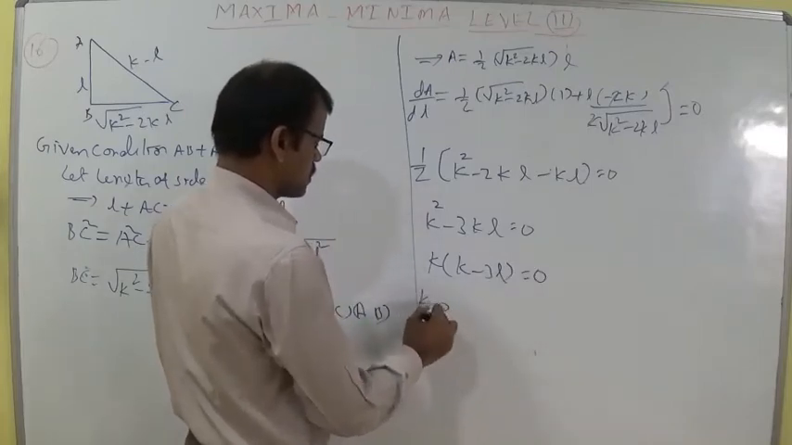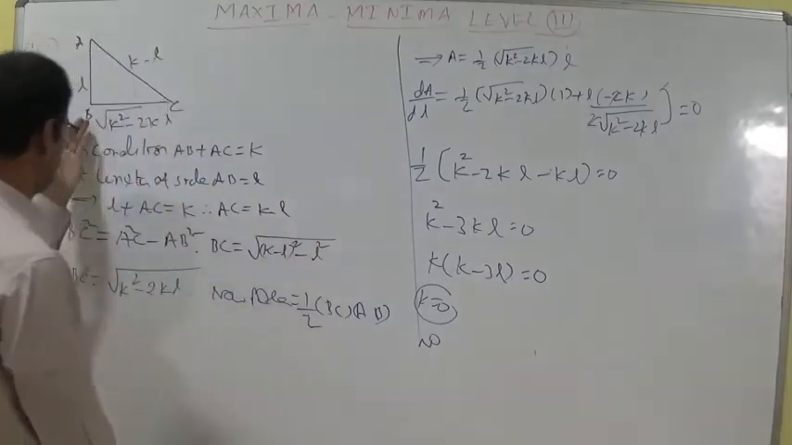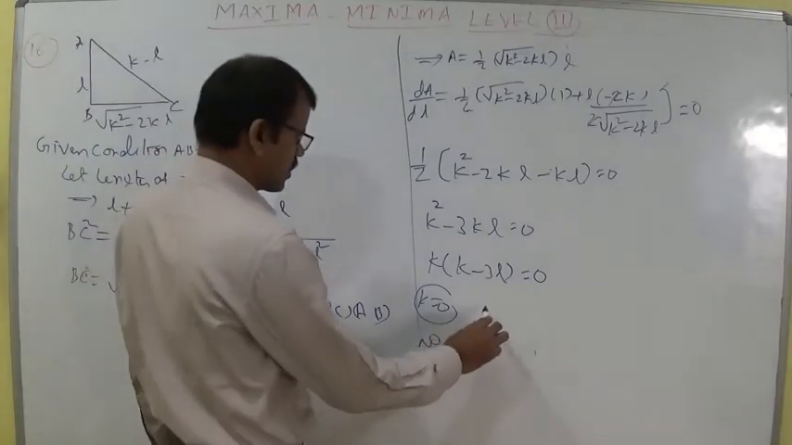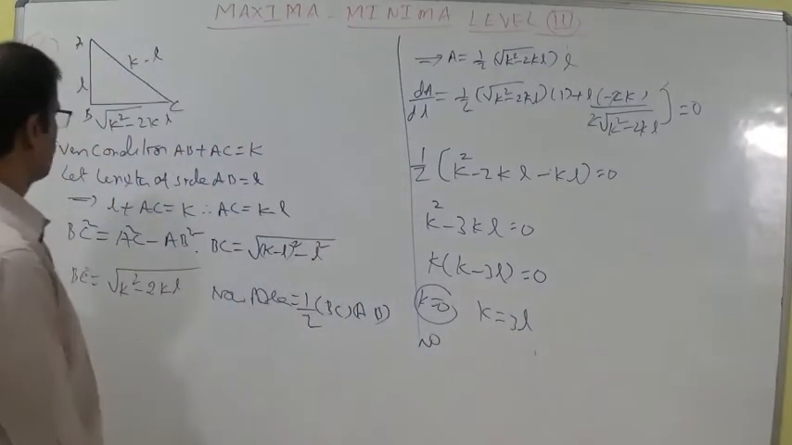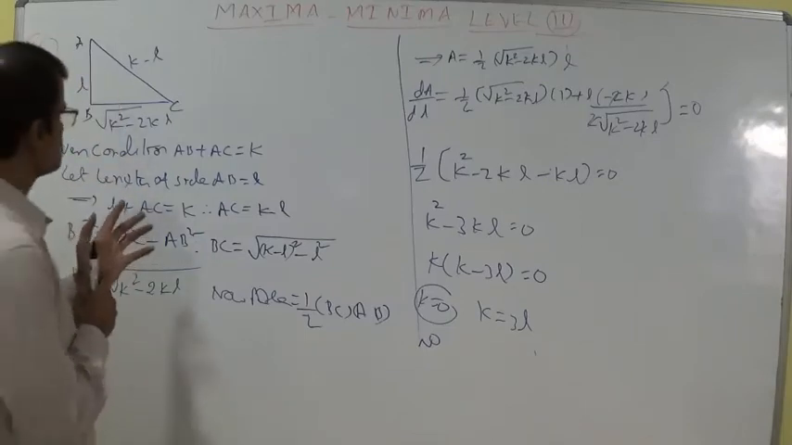So K is equal to 0 is wrong, because a side should not be zero or negative. So we do not take K equal to 0. We take K is equal to 3L. What is he asking? The angle he is asking.